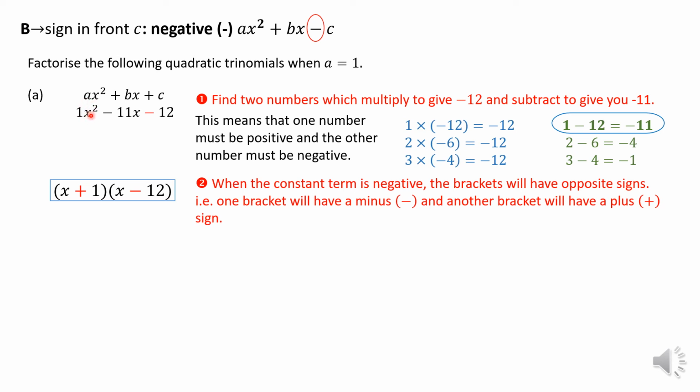With these particular letters, I have an x, so my brackets must contain x. If it was t squared minus 11t, I would have a t in my brackets. So make sure your letters correspond with whatever is in the expression.